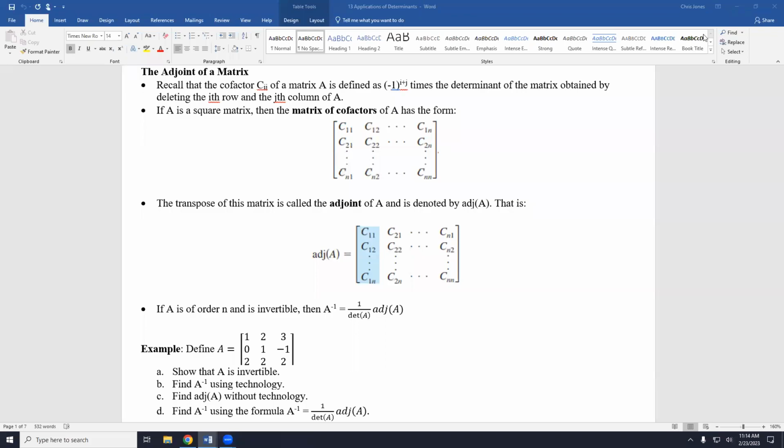Ooh, all right. So what we're going to do is show that A is invertible. We have this matrix, and I'm just going to write it down for my own sanity, so I don't have to keep flipping back and forth. So we have 1, 2, 3, 0, 1, negative 1, 2, 2, 2.